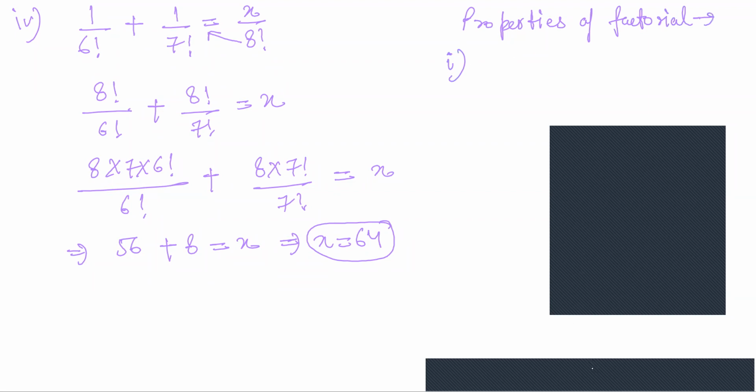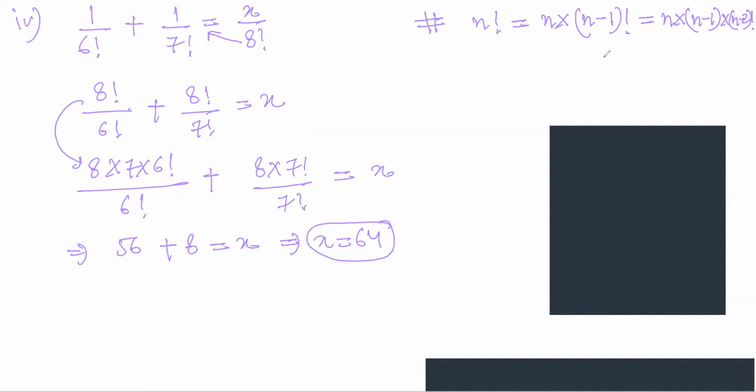I mean, there are not much properties, so you don't need to write like properties of factorial. Just understand this thing, that n factorial can be written as n into n minus 1 factorial, which can further be written as n into n minus 1 into n minus 2 factorial, which we have done right here. See this. This is something like this form, and this is something like this form. Just note this property that any factorial can be broken like this, according to our need. Okay.